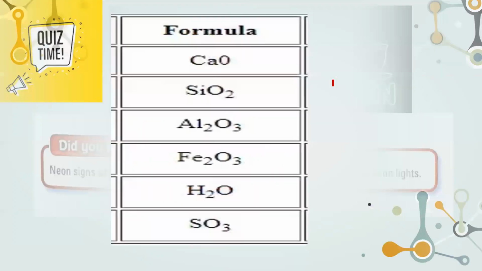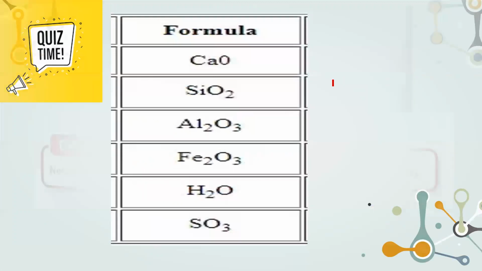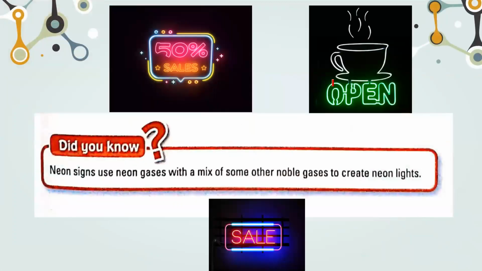Sir, are neon lights more powerful for producing light? What? Is neon gas more powerful for producing light? It will produce a light. These gases are not powerful. They are just used to produce the light, and that's why they are used as a signboard.